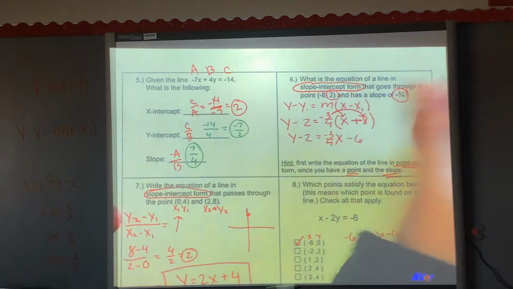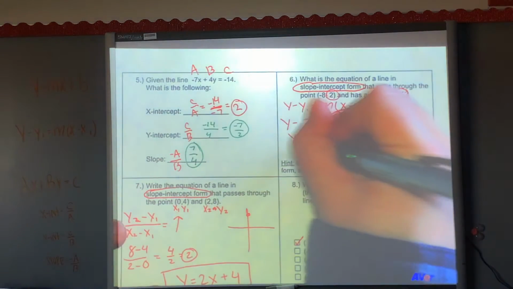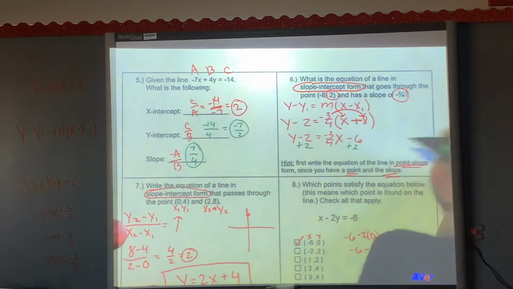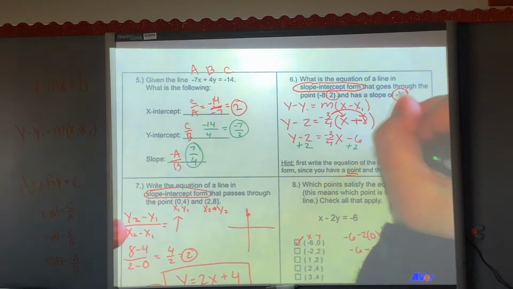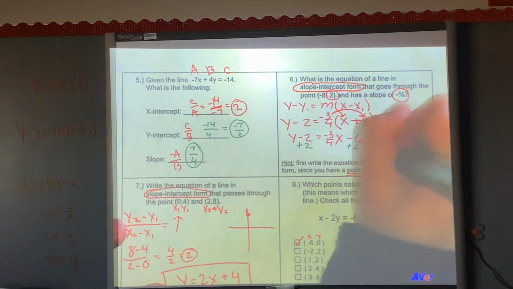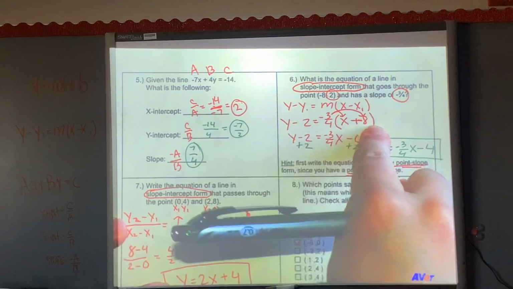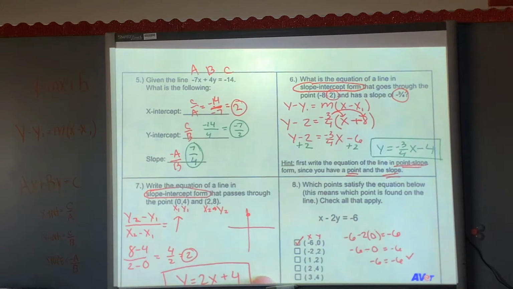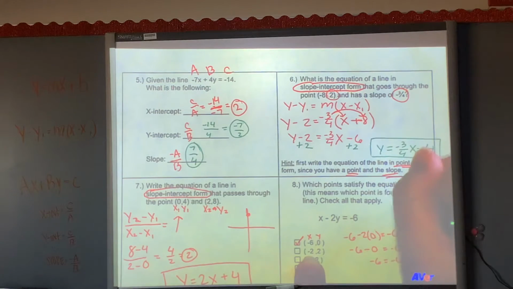If you were taking this to try to make it into y equals mx plus b, the last thing you could have done is add 2 to both sides, and you get y equals negative 3/4 x minus 4. That is the y equals mx plus b version of that thing. I already gave you that answer. This one, if you were trying each of these, I am going to try each of these for you.